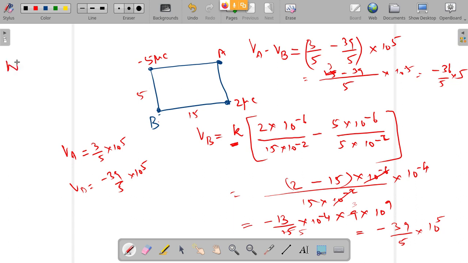Now work done, how will you get? Work done is nothing but charge times the potential difference. So VA minus VB multiplied by the charge Q. Yes?